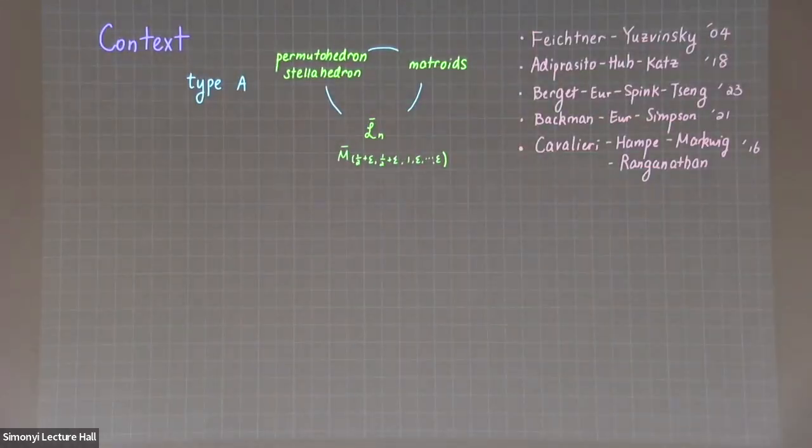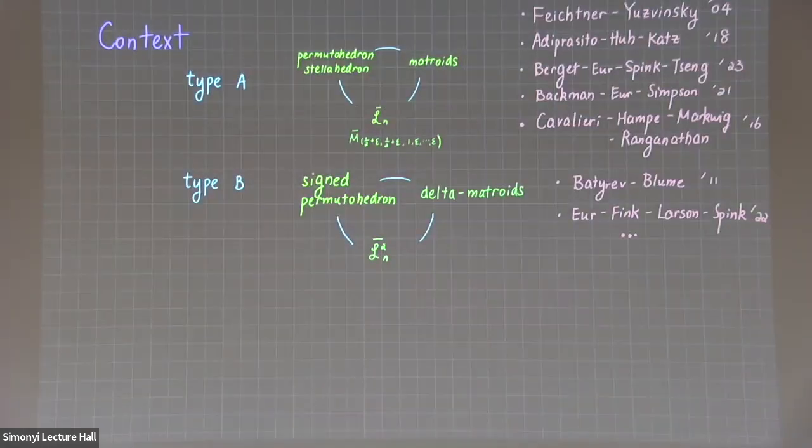Okay, so this is the type A story. Now, a very recent development that happened in the past few years is that there is a generalization of all these objects in type B. In type B, the generalization of the permutohedron is something called the signed permutohedron, obtained by taking the signed symmetric group orbit of the point (0, 1, ..., n-1) in R^n. There is also a generalization in the Coxeter matroid world called delta-matroids, which has been studied by this group of people, and Matt, I think, will talk about this in further detail.